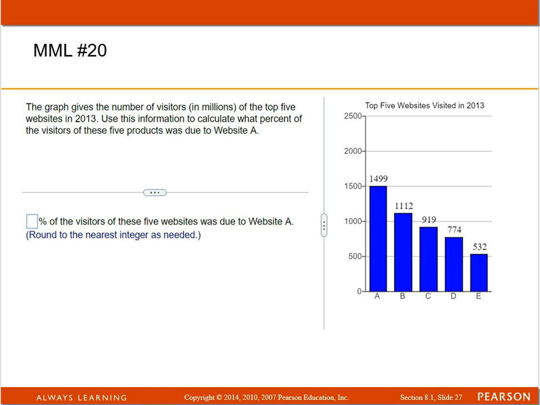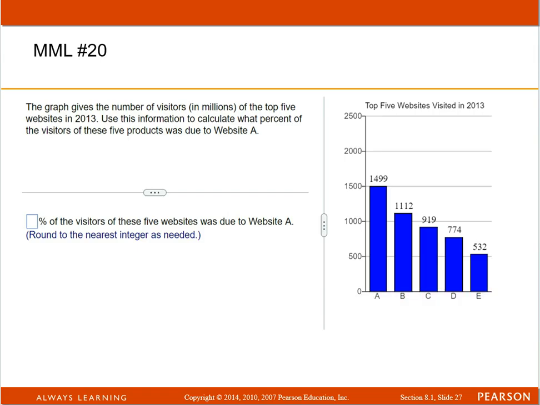Number 20 has a graph. It says that the graph gives the number of visitors in millions of the top 5 websites in 2013. And they have labeled those websites here at the bottom. They're being so creative, calling them A, B, C, D, and E. The question is, calculate what percent of the visitors of these 5 products was due to website A.